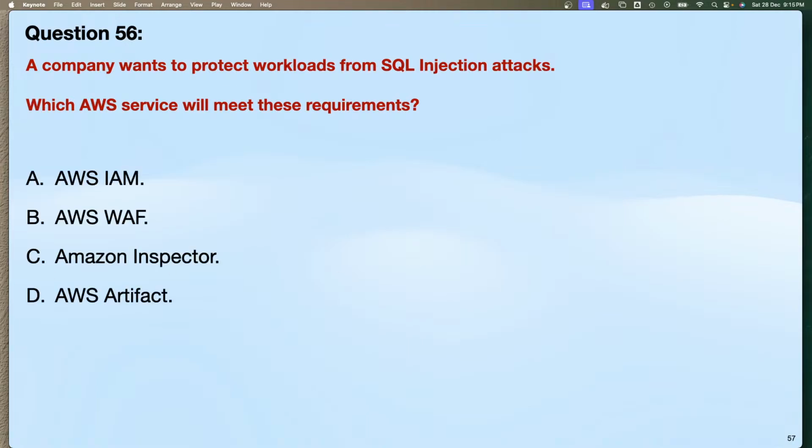So question 56. A company wants to protect workloads from SQL injections. Again, this is a repeated question, but if you understand, it's not IAM, not Inspector, not Artifact. So WAF is the answer.